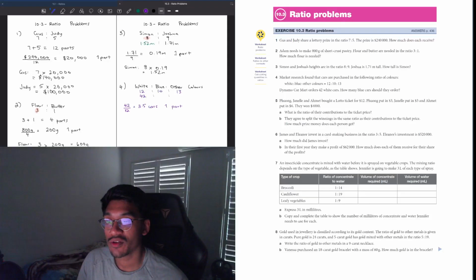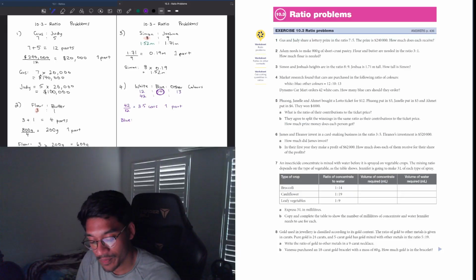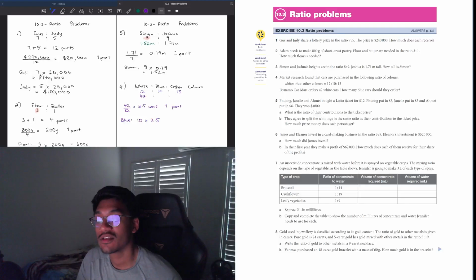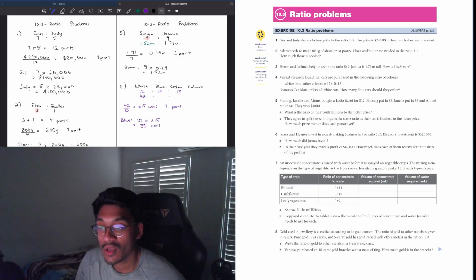Now the question wants to know how many blue cars should they order. So if you look at blue, we know there are 10 parts. In the question we can see there are 10 parts, and it's also written in the question itself. So 10 parts times the value of one part, which is 3.5. If you do 10 times 3.5 in the calculator, you get 35. So 35 cars. So if they order 42 white cars, they need to order 35 blue cars. And that's question 4 done.